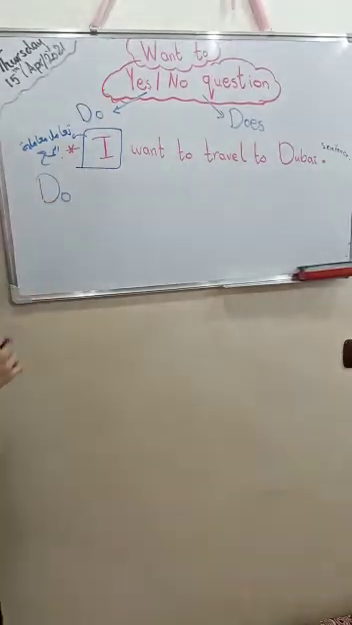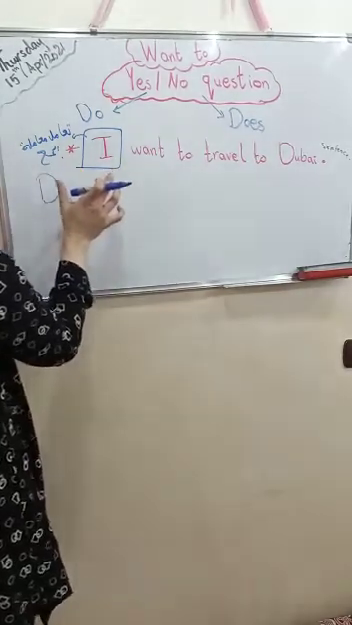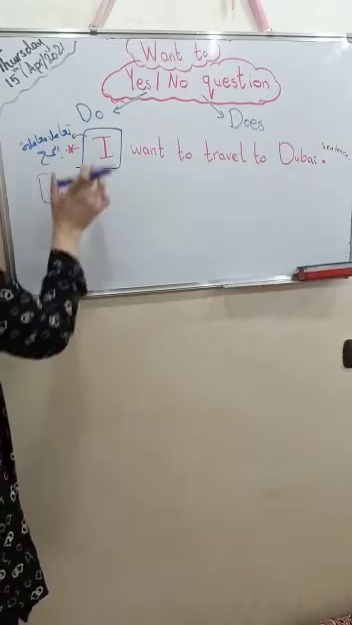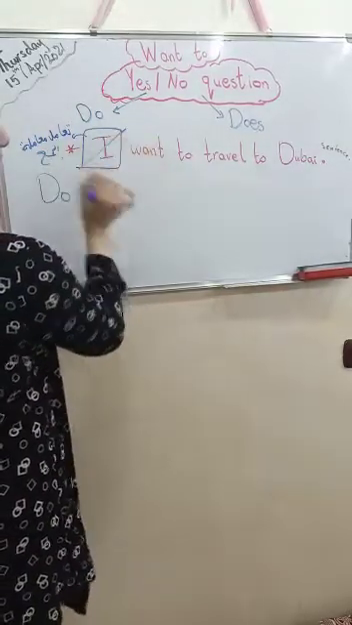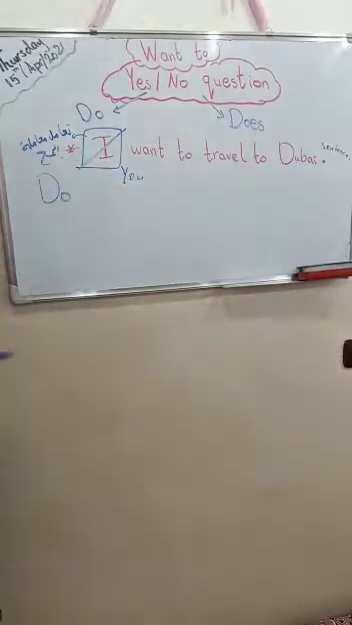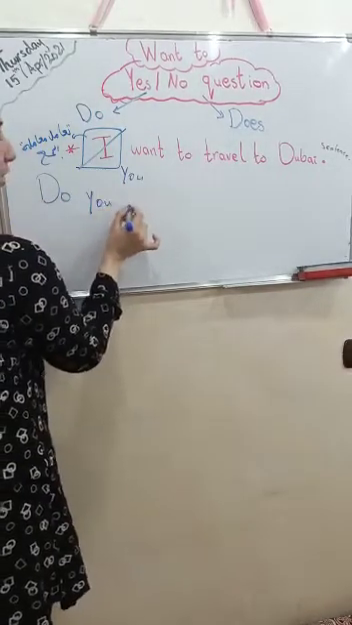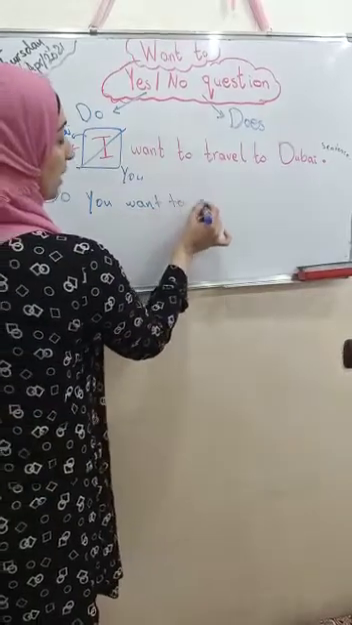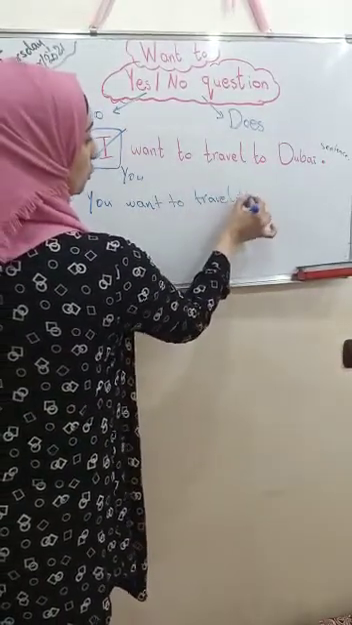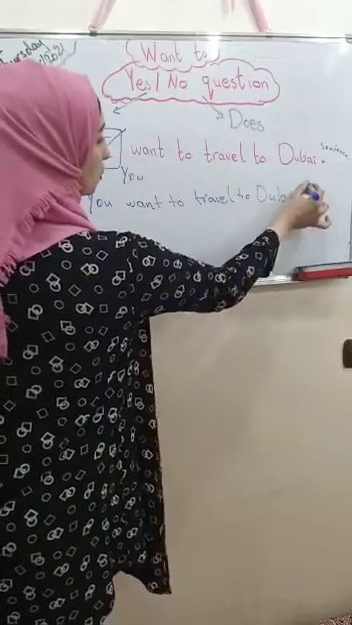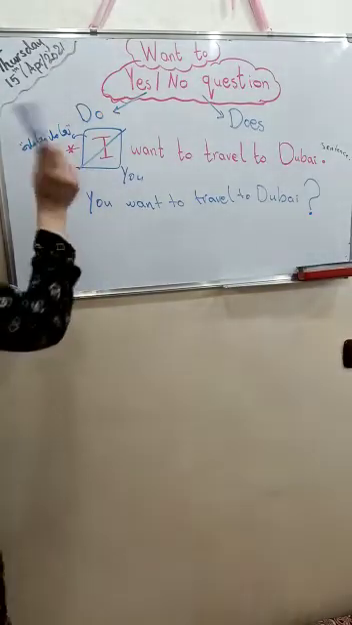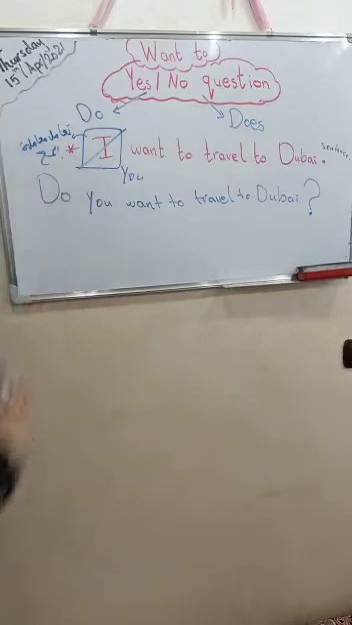So, you have to use do. Do. And now you have to change this I into you. Do you want to travel to Dubai? Question mark. So there is a magic here. في عنا سحر يا ثالث. You have to change this I into you. Do you want to travel to Dubai? Question mark. I change this sentence into yes or no question.